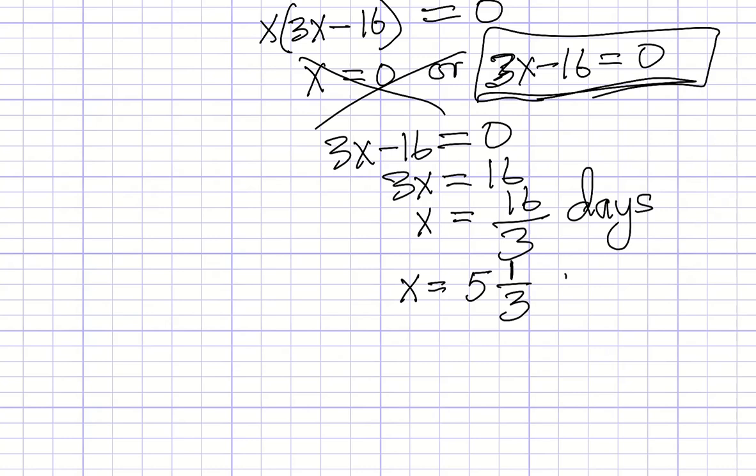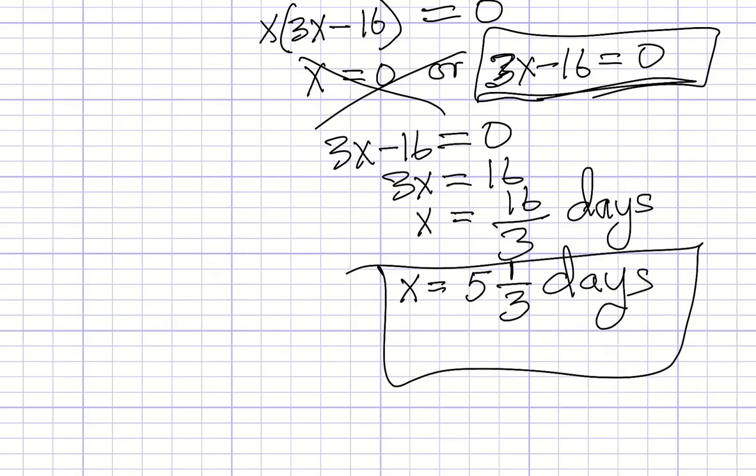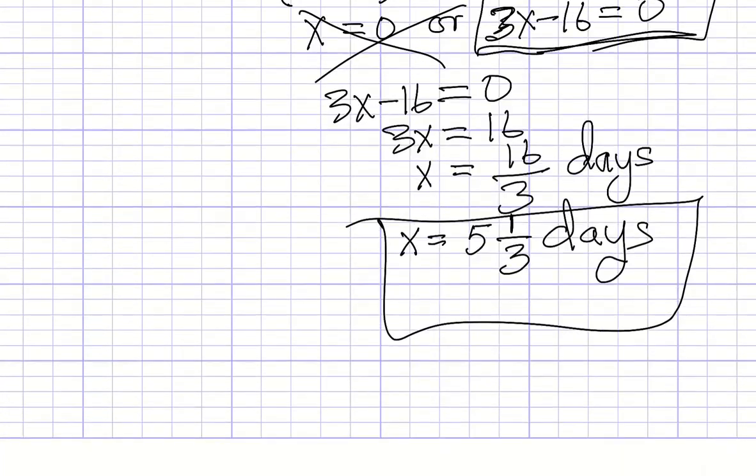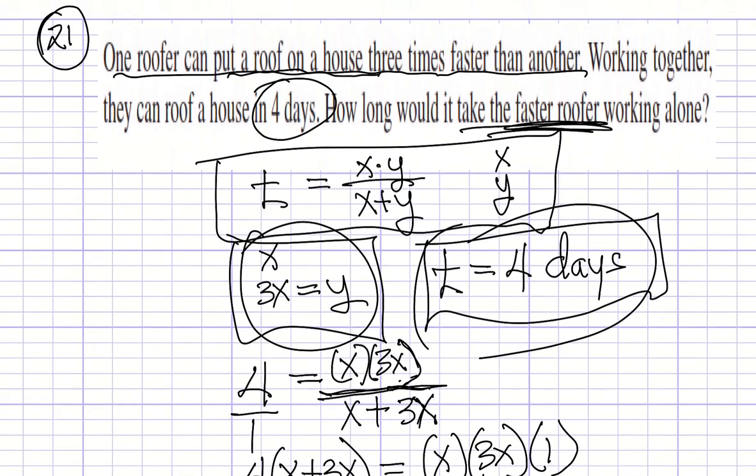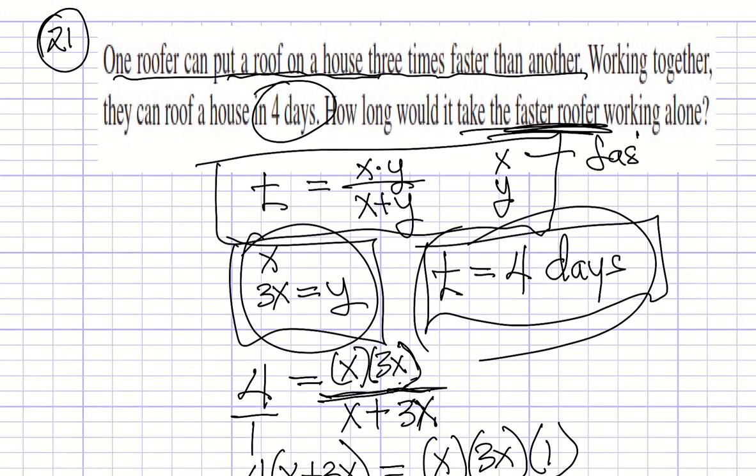So that can be worked out. These are days, okay? That can be worked out. Okay, so if you want to go back, this is the faster worker now. Notice that that's the faster worker. This is the faster worker, okay? Because he would take 3x. It would do 3 times faster than the slower worker.